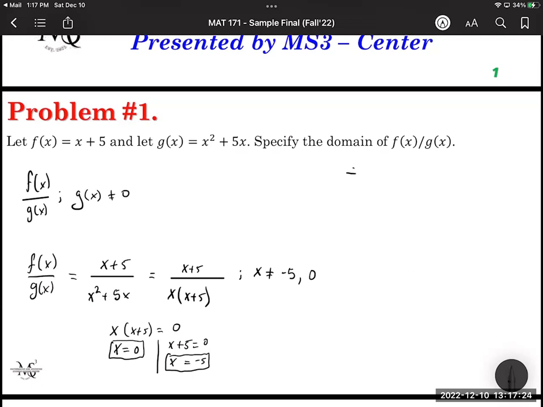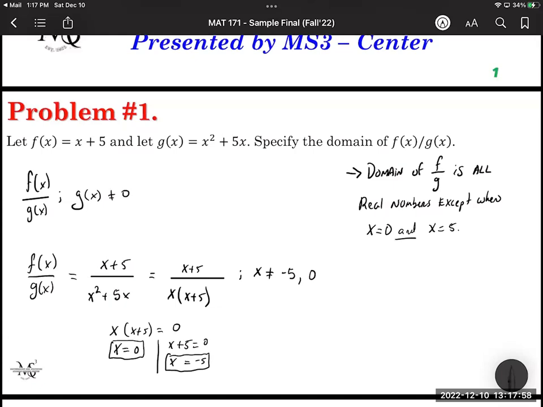So in words, your domain of f over g, f of x divided by g of x, is all real numbers except when x is equal to 0 and x is equal to negative 5. Now, some instructors will accept the domain in interval notation.